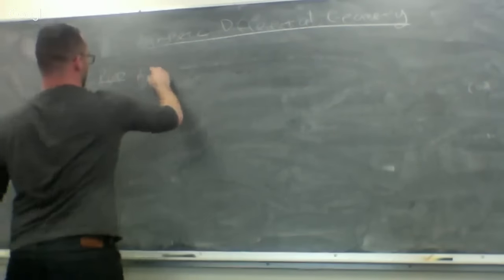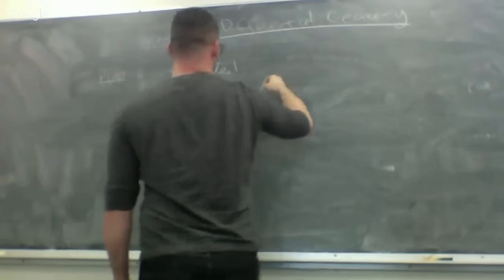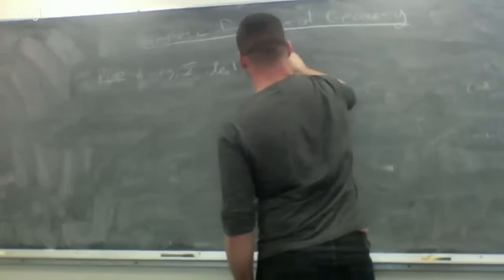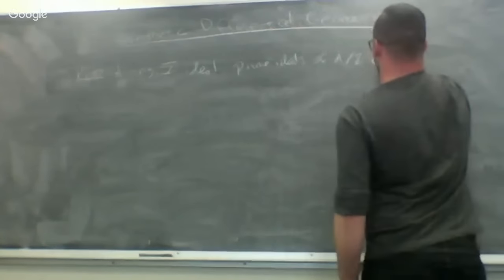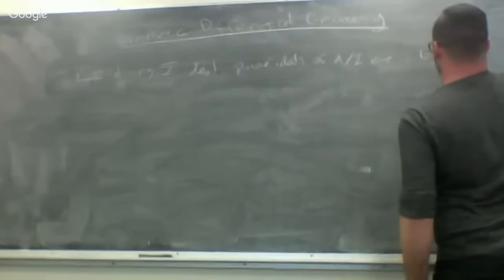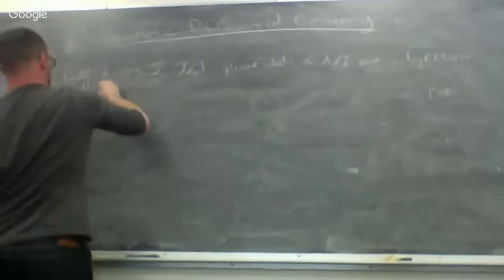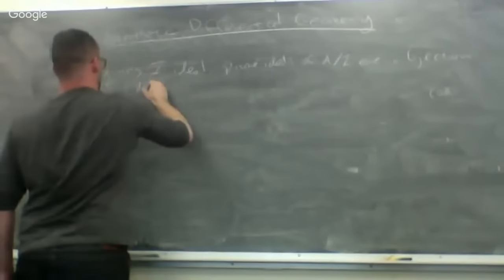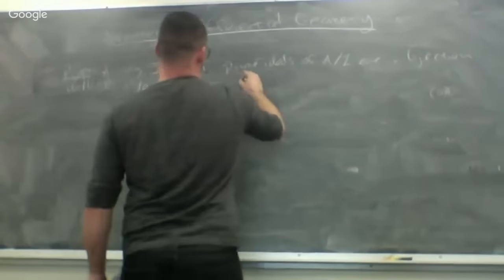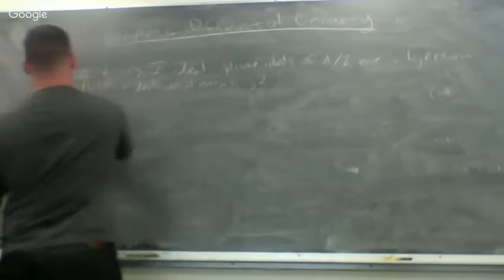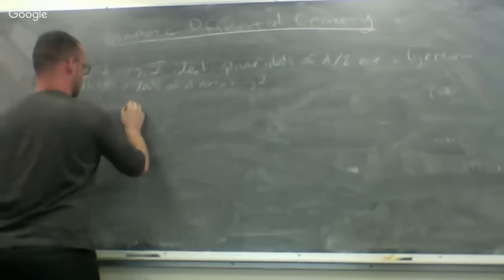So if you have A as a ring, and I is an ideal, then prime ideals of A mod I are in bijection with prime ideals of A containing I. This is very easy to prove. I'm not going to go through the time.